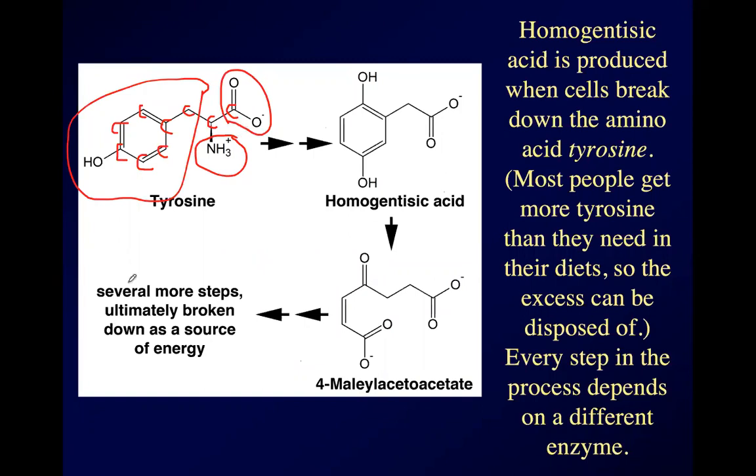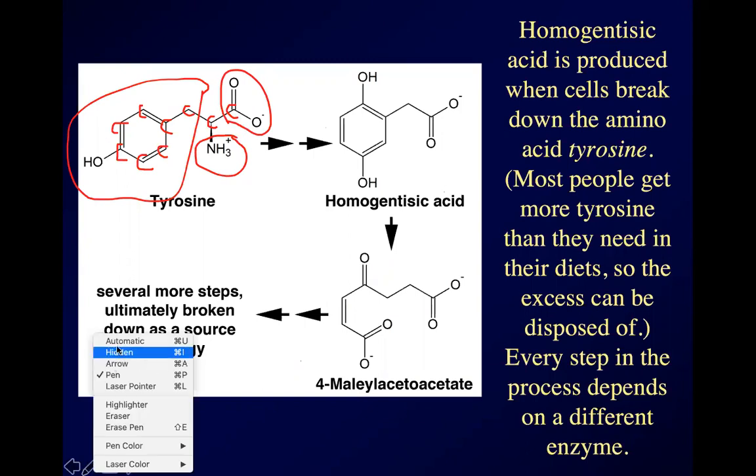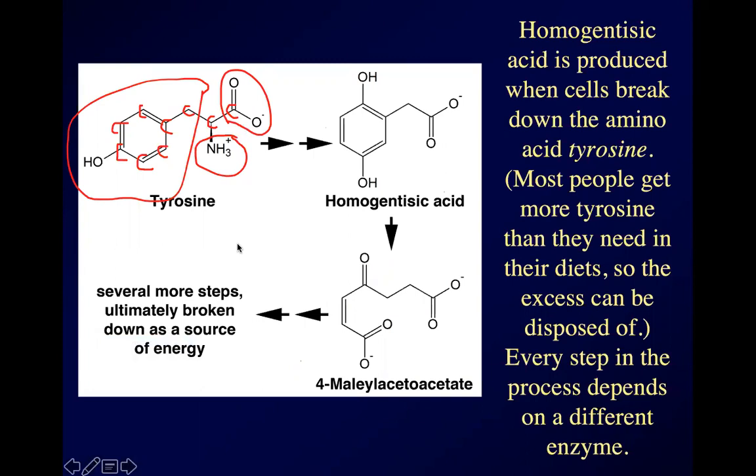Most people get more tyrosine than they need in their diets. It's a pretty common amino acid. If you don't get it in your diet, you can actually make it out of a different amino acid. So most people have excess, and the excess is usually disposed of. So excess tyrosine goes through several steps that we don't need to get into, and it's converted to homogentisic acid. The next step, homogentisic acid gets converted into this. It's called 4-malyl acetoacetate. And then there's more steps that break down 4-malyl acetoacetate. Ultimately, it can be burned as a source of energy. So there's lots more steps than I'm bothering to show here. But the critical one is that homogentisic acid is supposed to get converted into 4-malyl acetoacetate.